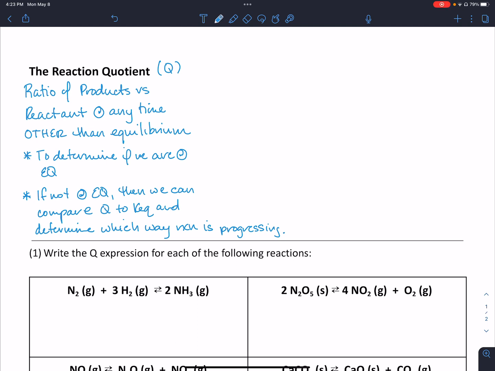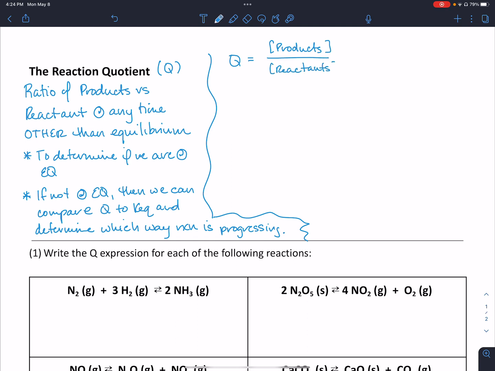When we calculate Q, we need to write the Q expression, which is exactly the same thing as what we see with KEQ. It's a ratio of the products versus the reactants, and the same rules apply that we saw before. Gases and solutions only. Coefficients equal exponents. And just like we saw with KEQ, it is temperature dependent.